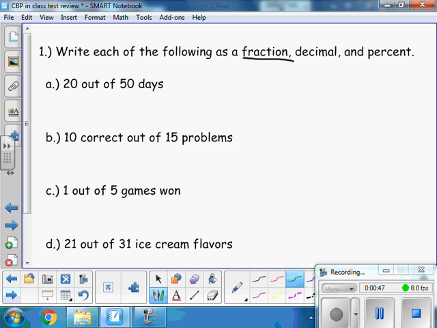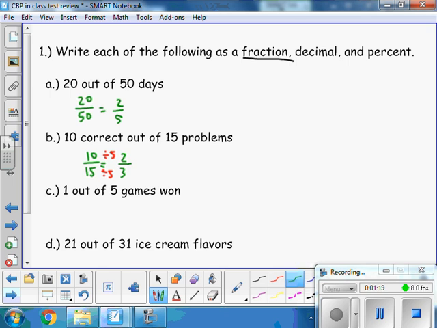All right, so fractions. It's 20 out of 50. And I could reduce that down, or I could leave it just like that, 20 out of 50. This actually reduces all the way down to 2/5. 10 correct out of 15 problems, so that's going to be 10 out of 15. And I can reduce that down because they both are divisible by 5. So that equals 2/3. So I got 2/3 correct.